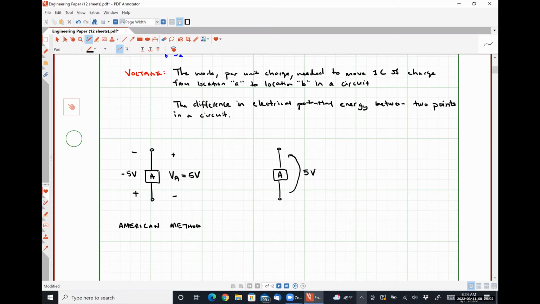I fundamentally don't like this because arrows to me mean current, which we haven't talked about yet, but you guys have all had classes dealing with it, okay? So this is the European method. And again, I do not particularly care for it.